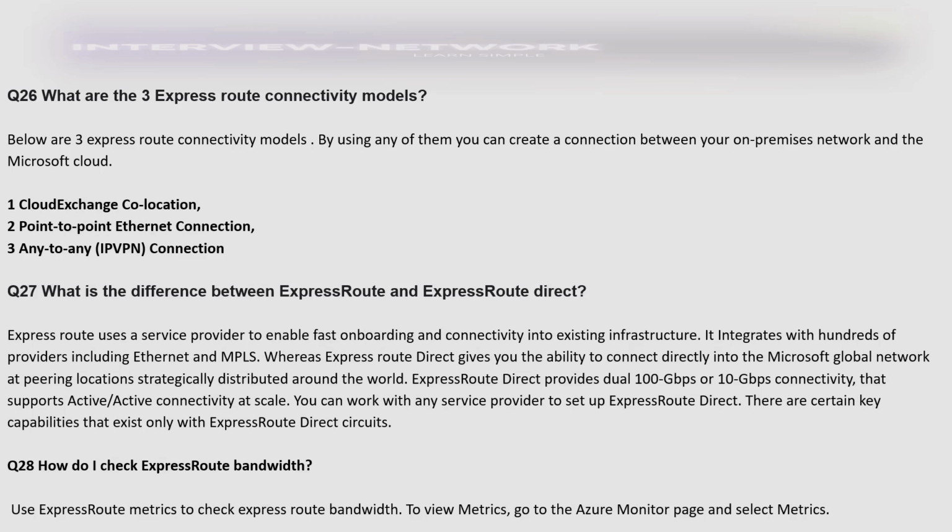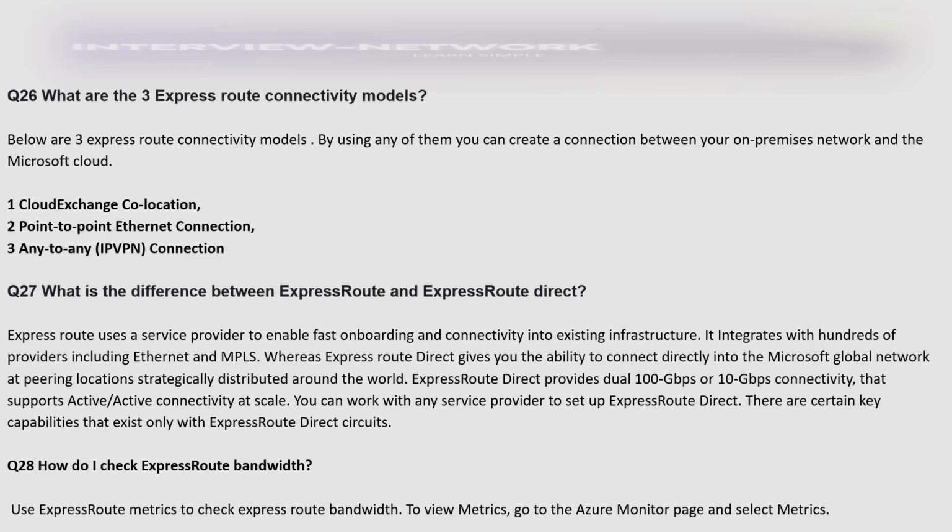What are the three ExpressRoute connectivity models? Below are the three ExpressRoute connectivity models. By using any of them, you can create a connection between your on-premises network and the Microsoft Cloud. Number one is Cloud Exchange Colocation. Number 2 is point-to-point Ethernet connection. And number 3 is any-to-any IP VPN connection.